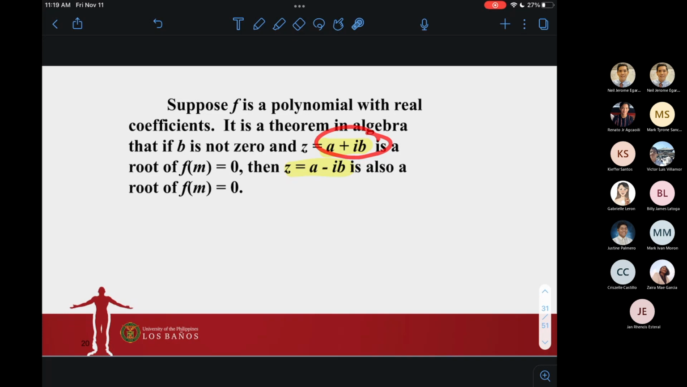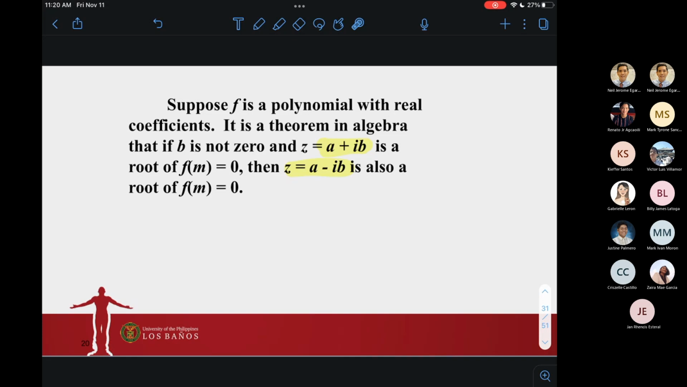So kung meron kang a plus ib, kung siya si z, ang conjugate ni z, denoted usually by z bar, ay equal kay a, papaltan mo lang yung middle sign, a minus ib. So ninenegate mo lang yung imaginary part. Yun yung conjugate.